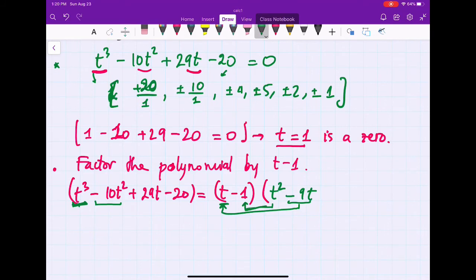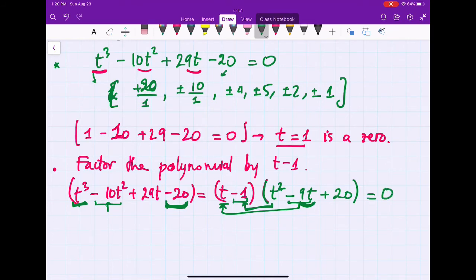Together with negative 1t squared in here, you get negative 10t squared. Does that make sense? And then you finish with t squared with 9t, so the last one should be the free coefficient, right? The free coefficient in the original is negative 20. You have negative 1 in here, means here you should have plus 20. That's how I can divide. I can factor, okay? So that's good.